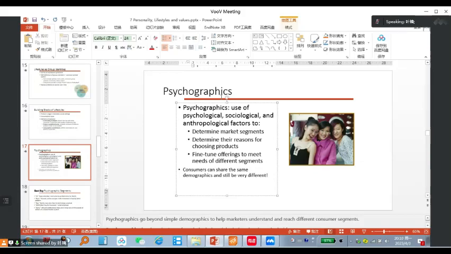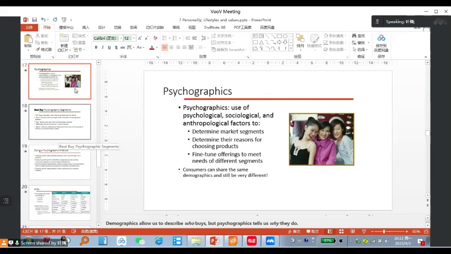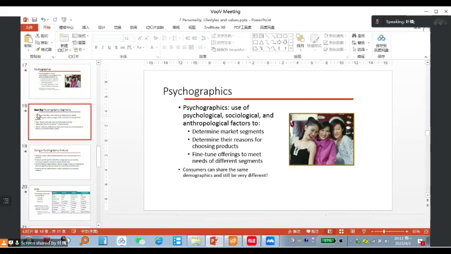And the psychographics are more stable to predict consumer behavior. And it is an important segment rule for marketers to determine the market segments. Demographics allow us to describe who buys, but psychographics tells us why they buy. So from this perspective, we mainly refer to the lifestyle.